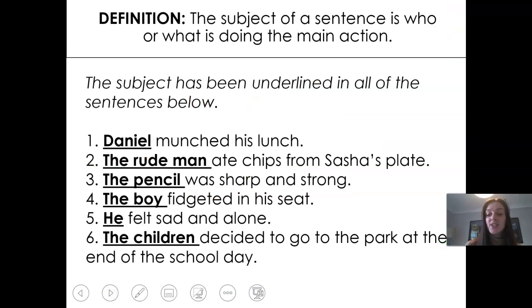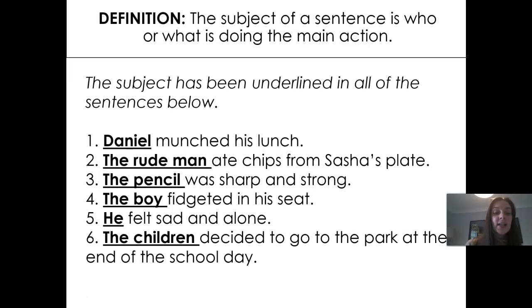So this one is just an example, so please don't write anything yet, listening only. Okay, so I've got a definition at the top in the top box. Make sure you can see that. The subject of a sentence is who or what is doing the main action. So we know that every sentence must contain a subject. So we're thinking about what is the person or the thing in that sentence. So you can see in my examples, the subject has been underlined in all of the sentences. So I'll look at each one.